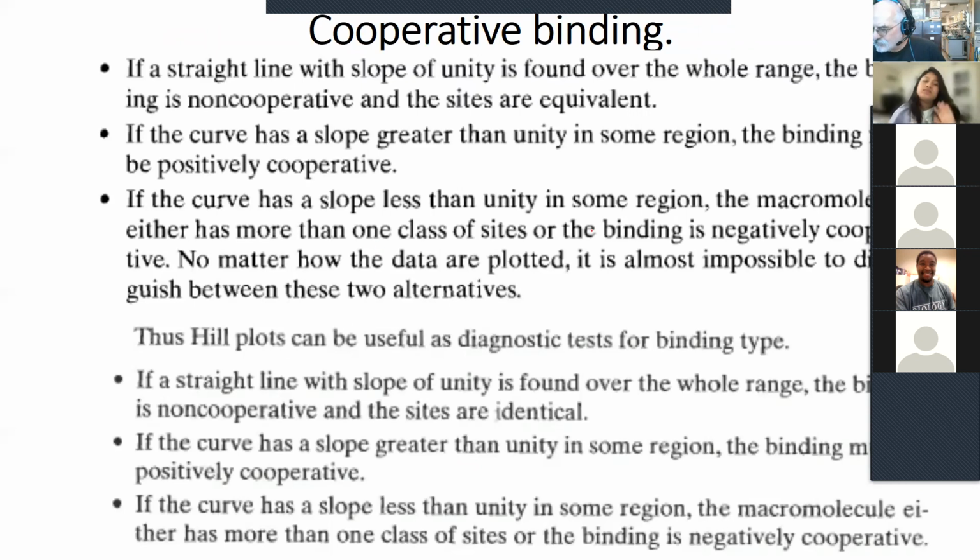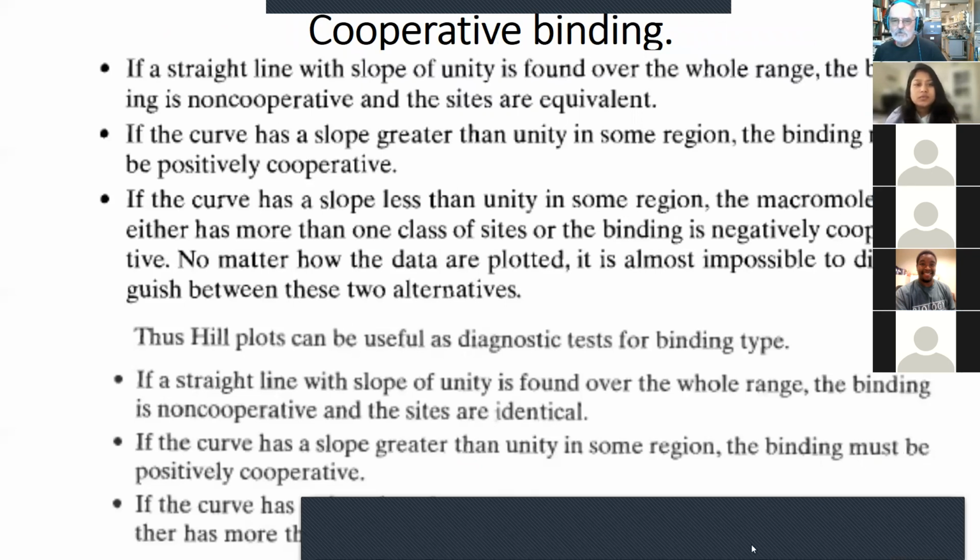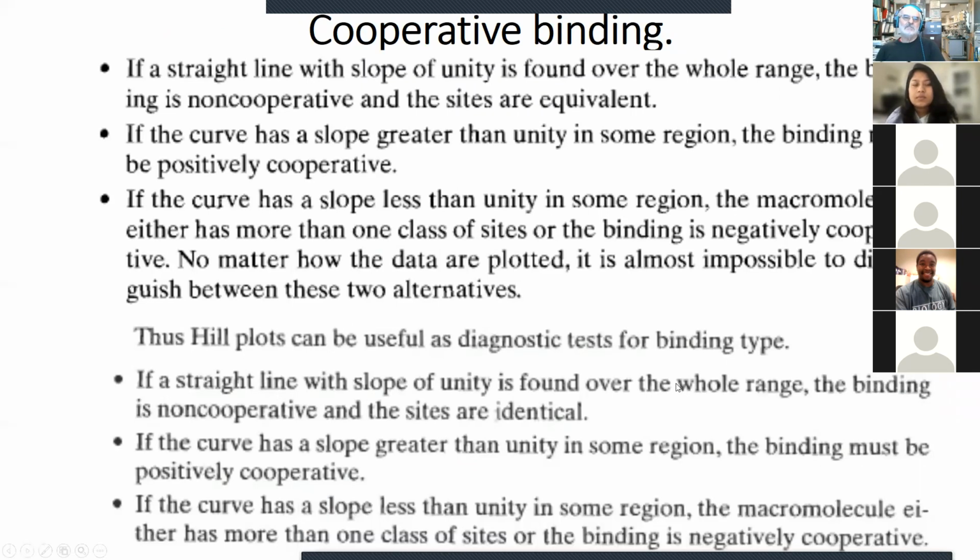So this text, like most texts, describes how you interpret data. This is two sections. Both chapter 15 and 14 have this same sort of summary, but there's an expansion in one of them, and so I'm giving you that. So this is interpretation of a Hill plot. In the text, it describes how you interpret data from a Hill plot.